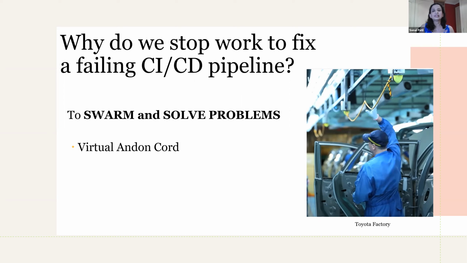The same principle can be applied to software development as a virtual Andon cord. If a build or deployment pipeline fails, then the flow of work to production has essentially stopped and our value stream has stalled. Instead of postponing the resolution of that problem, we need to swarm together to either fix it right away or put a countermeasure in place for as long as it takes to fix it.